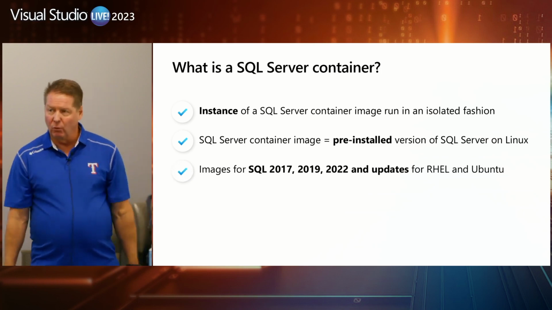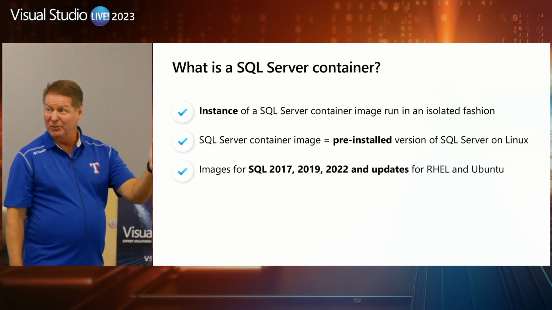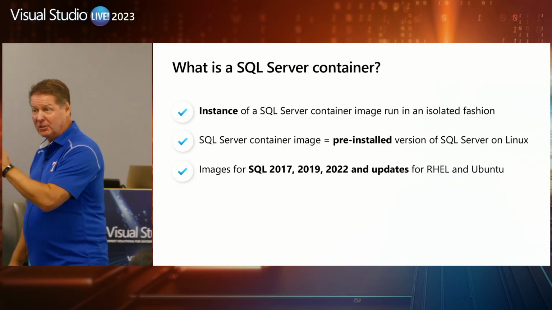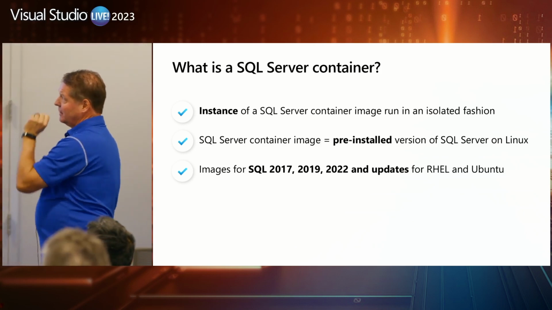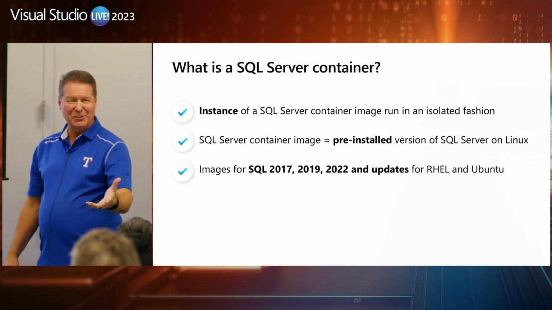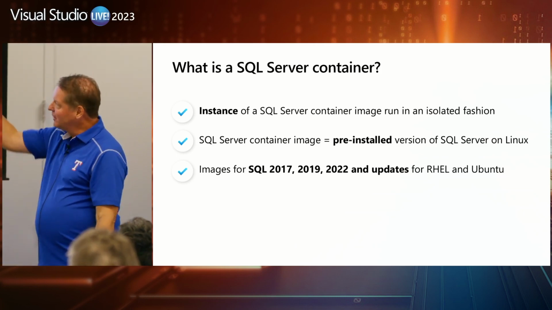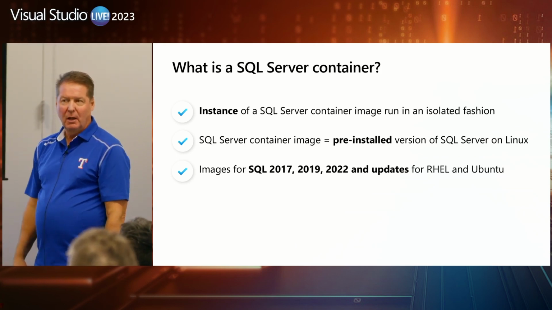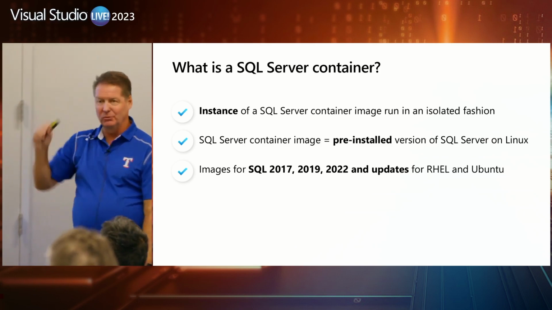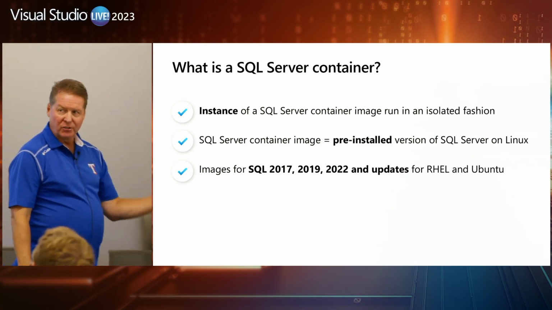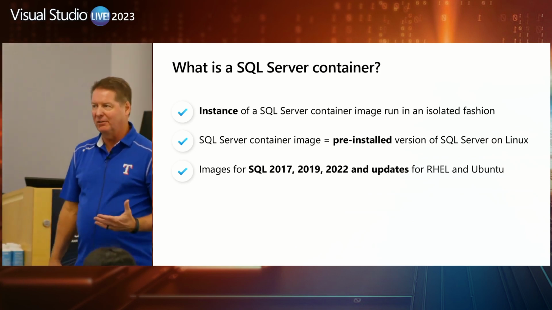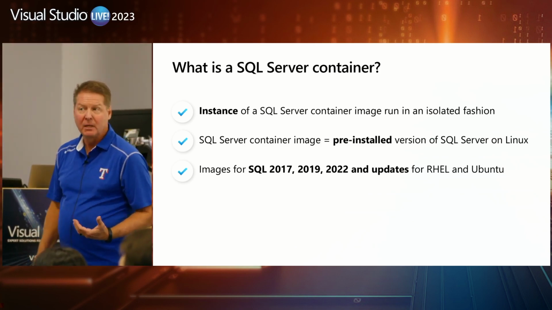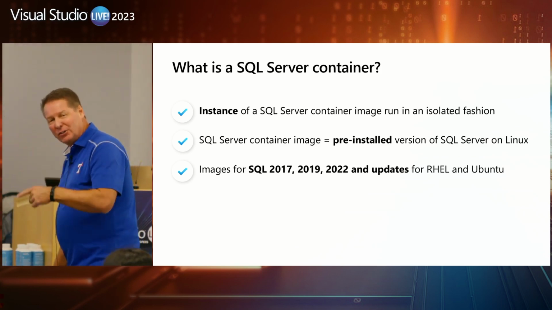So what are the images for? Well, we started this process with SQL 17. So there are images in our registry, container images, for SQL 17, 19, and the newest version we just released, 2022, and cumulative updates to go with those, based on Red Hat Linux and Ubuntu. So all those versions are out there, and anytime we do an update for SQL Server, we call it a cumulative update, like a patch, we post a new version of an image that lines up with that.